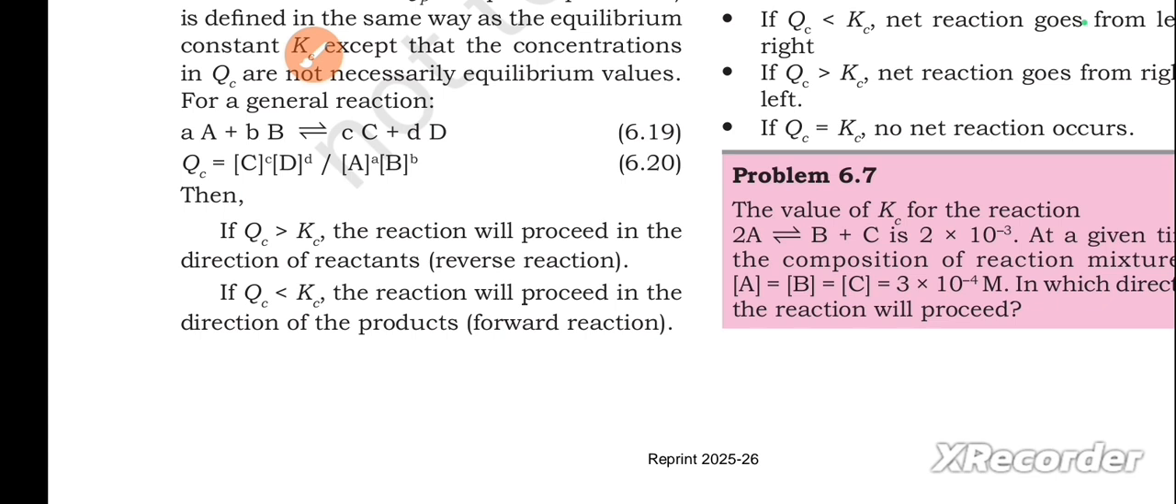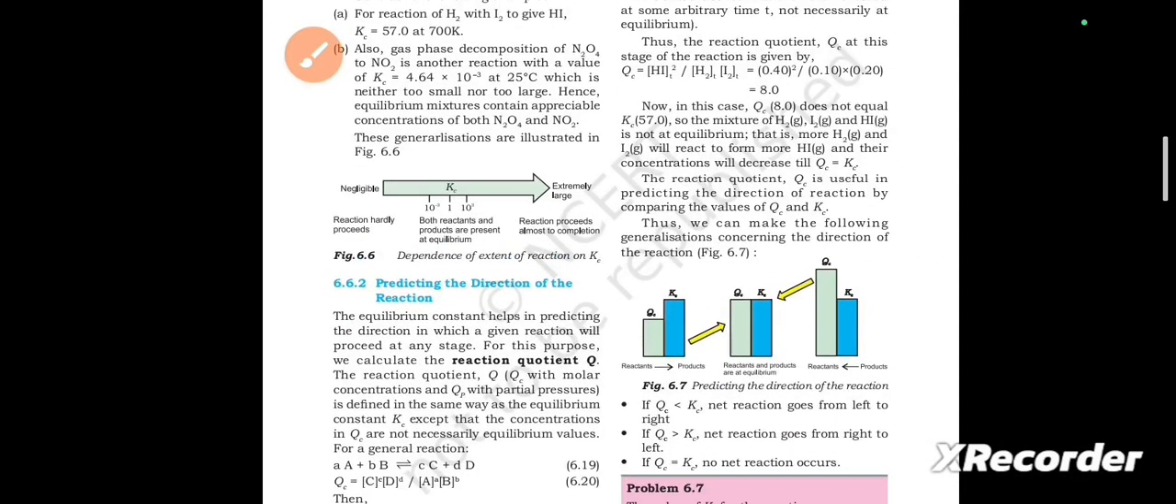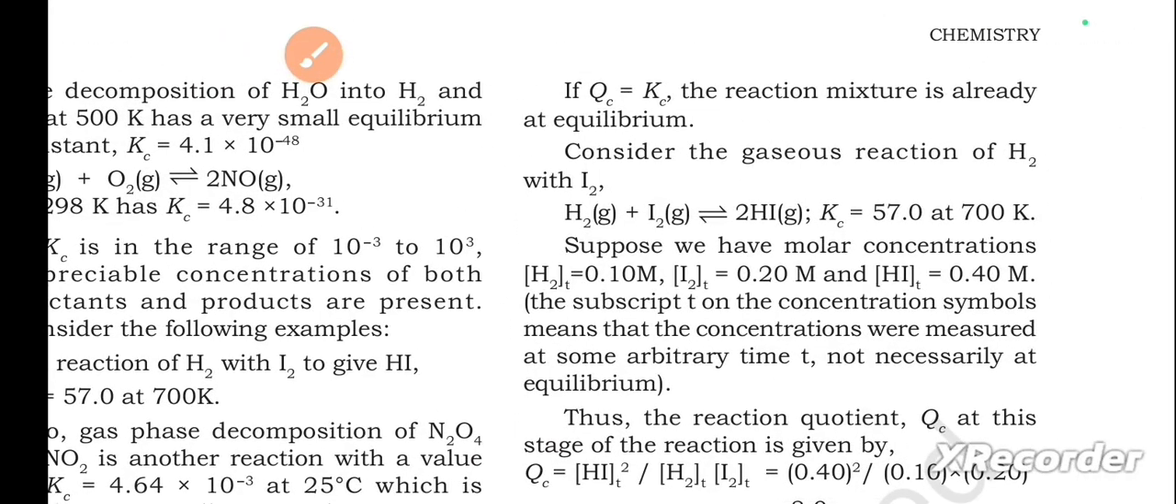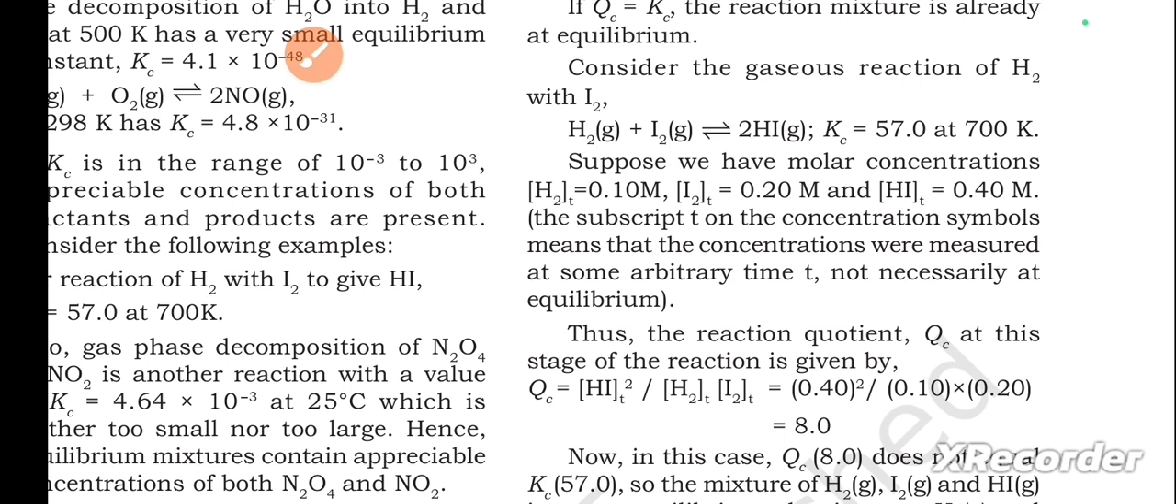Then, if Qc is greater than Kc, the reaction will proceed in the direction of reactants, the reverse reaction. If Qc is less than Kc, the reaction will proceed in the direction of the products, the forward reaction. If Qc equals Kc, the reaction mixture is already at equilibrium. Consider the gaseous reaction of H2 with I2. H2 in gaseous form plus I2 gaseous form gives rise to 2HI, Kc equals 57 at 700 K. Suppose we have molar concentrations H2 0.10 molar, I2 0.20 and HI 0.40.